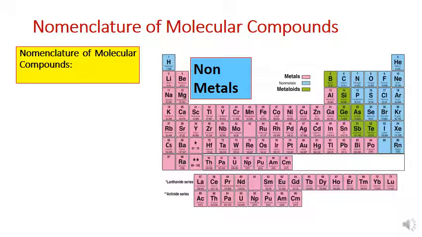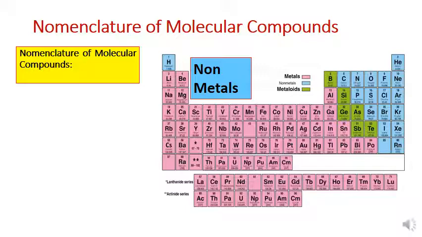Now the main thing about molecular compounds is their nomenclature. Nomenclature means naming of molecular compounds. How do we name a molecular compound? We have discussed earlier how to name an ionic compound. Because we're talking about molecular compounds now, the naming could be a little bit different from the ionic compounds. So we have certain rules to name these molecular compounds.